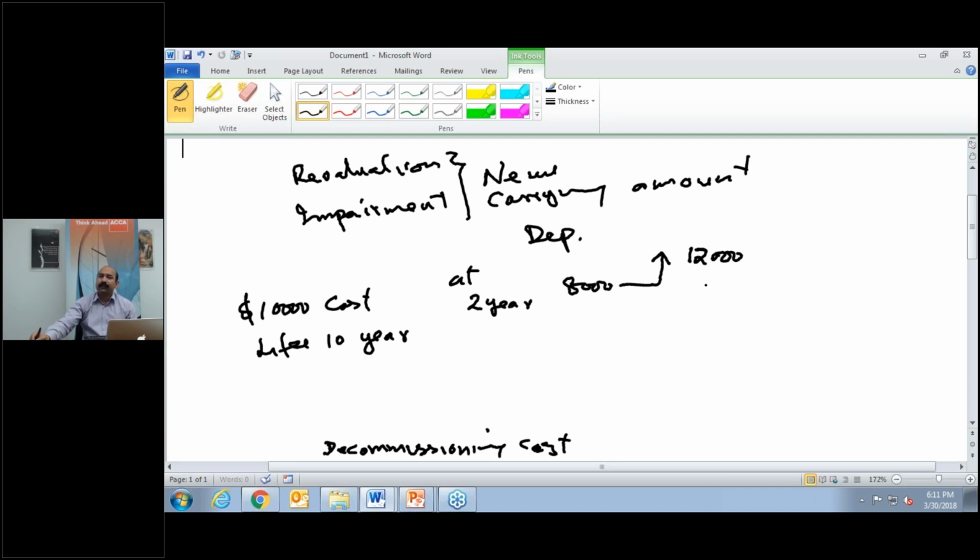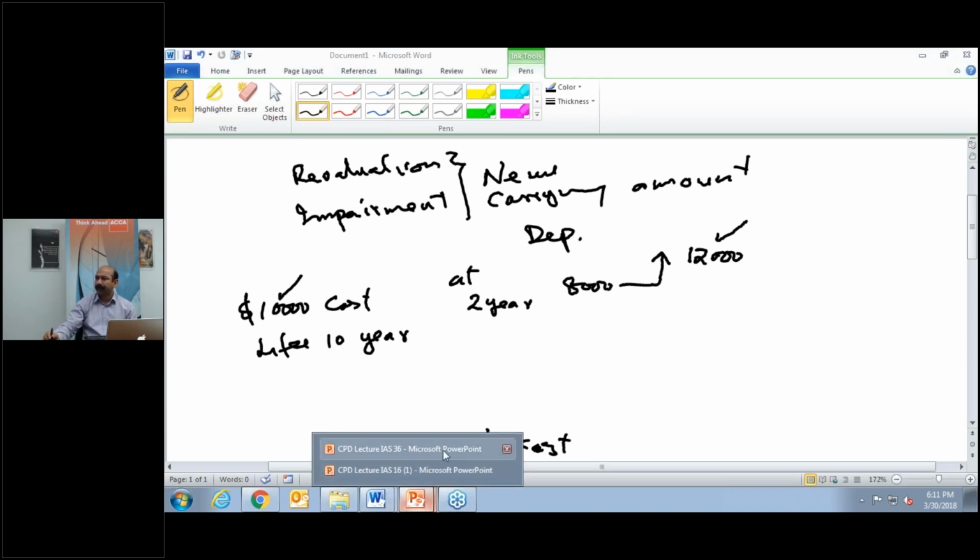Now, if you are using the straight line method, don't assume that you will be calculating depreciation on the old value. This new value will be used for the calculation of the depreciation, and you will be using the remaining life, which is 8 years in this case. Similarly, when an asset is impaired, whatever the carrying value is after impairment, that will be used along with the remaining life. This is an important point. I have noted that our colleagues normally make mistakes in this area.